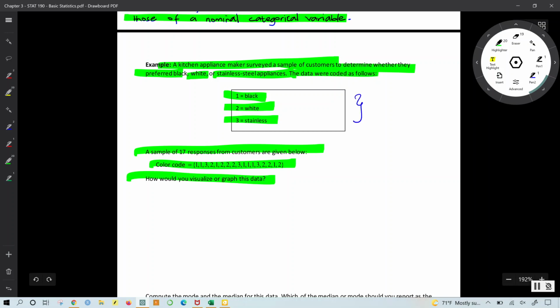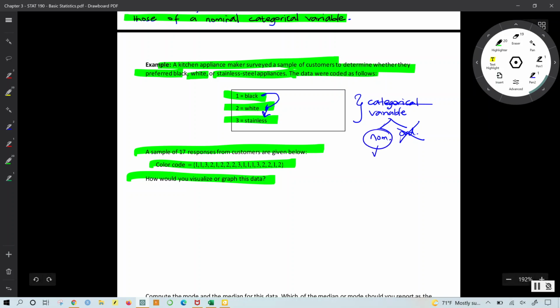Immediately when I look at this data, I can tell that these are values that represent a categorical variable. It will categorize those who prefer black from those who prefer white and from those who prefer the stainless steel appliances. So the next thing I ask myself is, is it nominal or is it ordinal? Well, is it as though those who prefer black are better than those who prefer stainless? No, there is no order here.